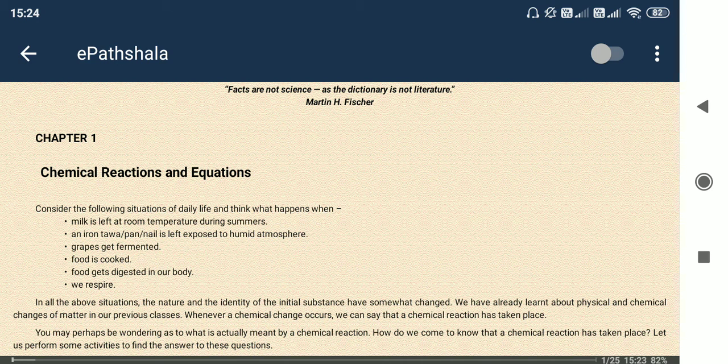Hello friends, so this topic is chemical reactions and equations. Chemical reactions are electronic phenomena. An atom is composed of proton, neutron and electron. Proton and neutron are inside the nucleus, and electron is revolving around the nucleus. So electron is involved in the chemical reactions. There is no change in the proton and neutron. So, chemical reactions.